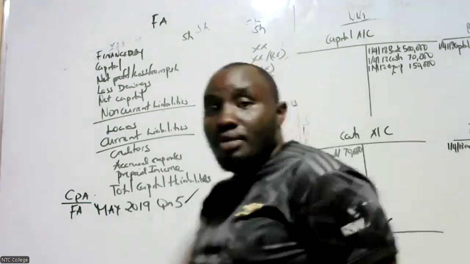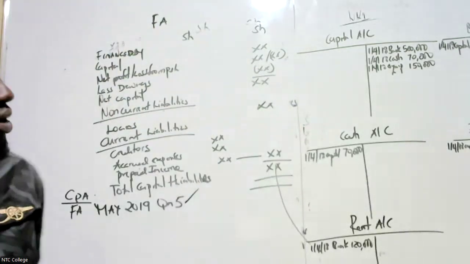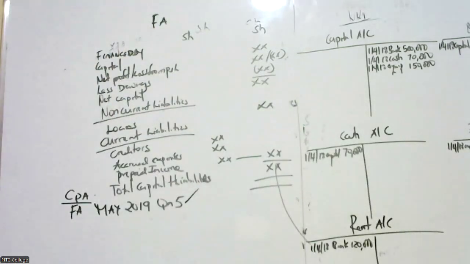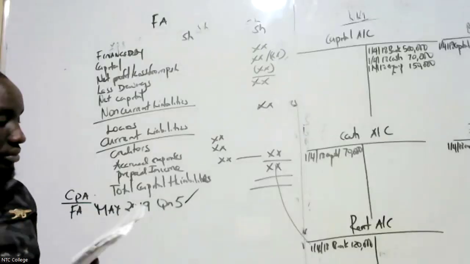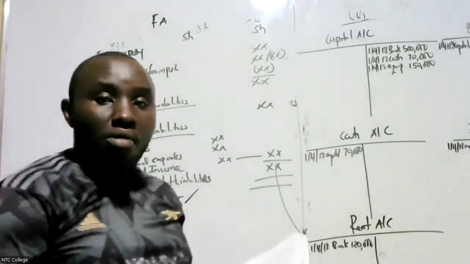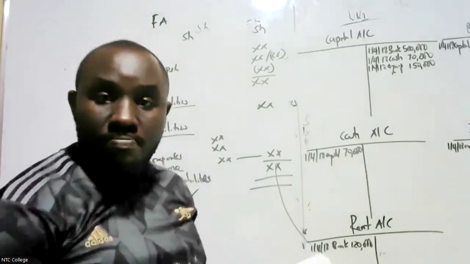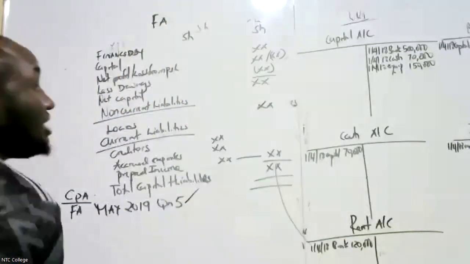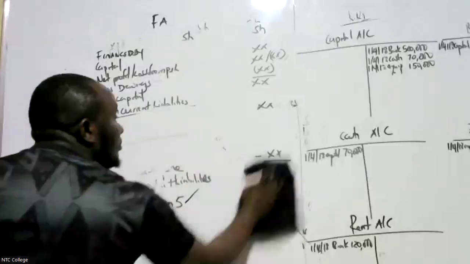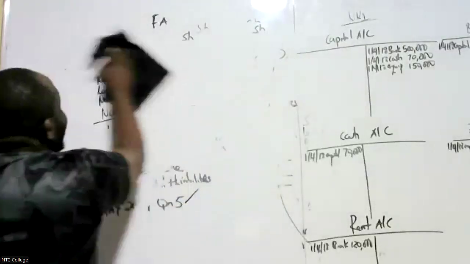Tumeelewana. Rent is 120. Watu wangu tuko sawa? Yes. Perfect. I can wrap this at the end for other entries.